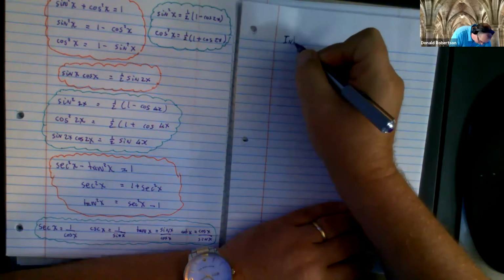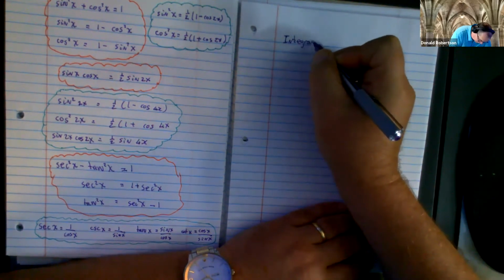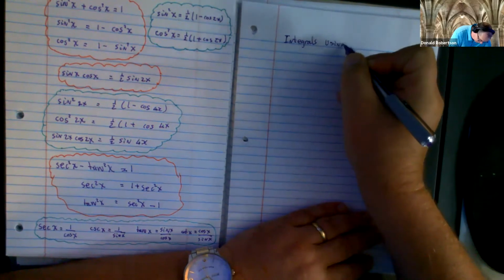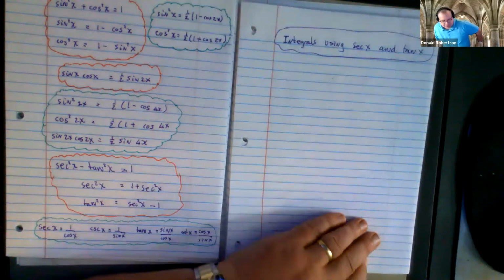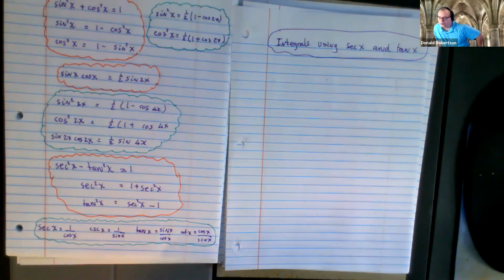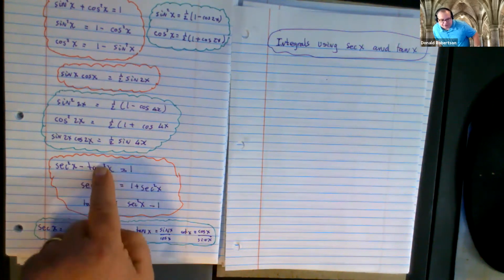New group of questions now. We've pretty much figured out how to do questions that have sines and cosines in them, right? We've done a lot of them. Hopefully we're good at them. Now we're going to look at integrals that use secants and tans. Just like sines and cosines play well together, secant x's and tan x's play well together. And one of the reasons they play well together is because of these 3 identities here.